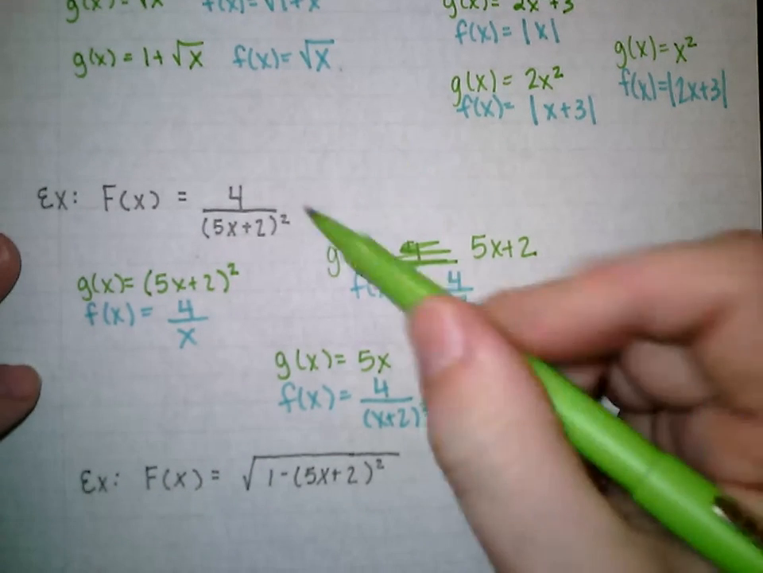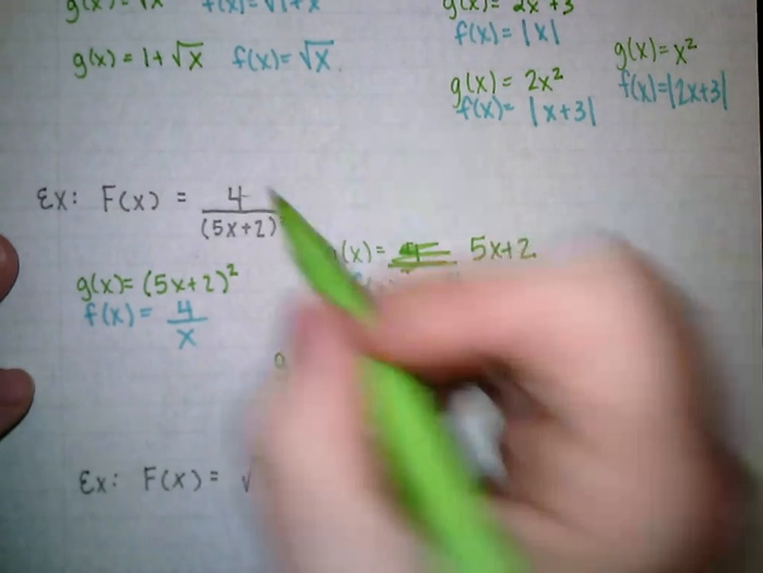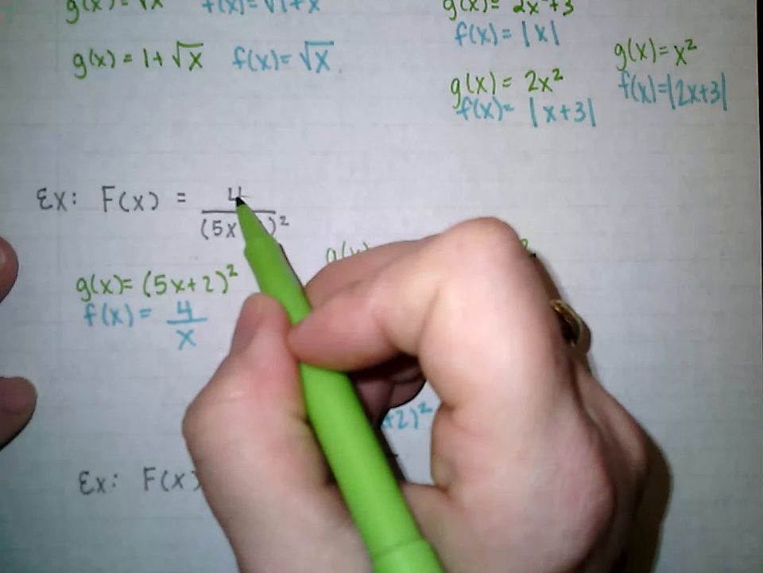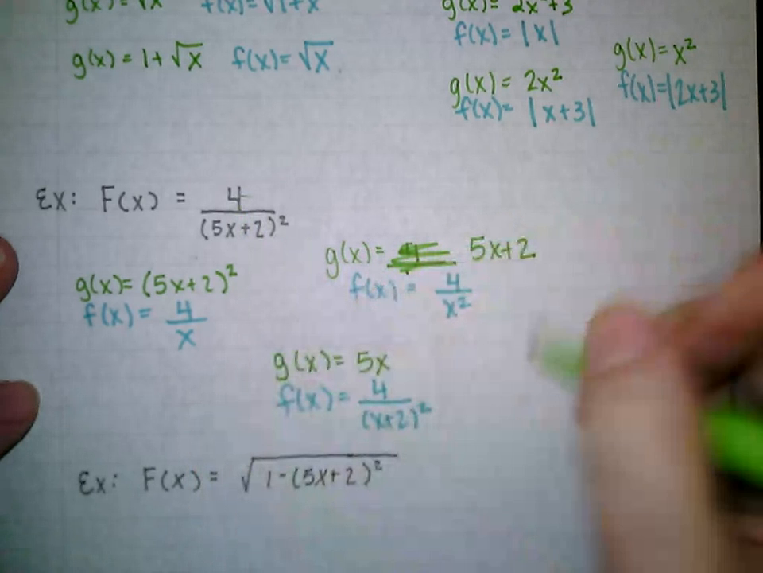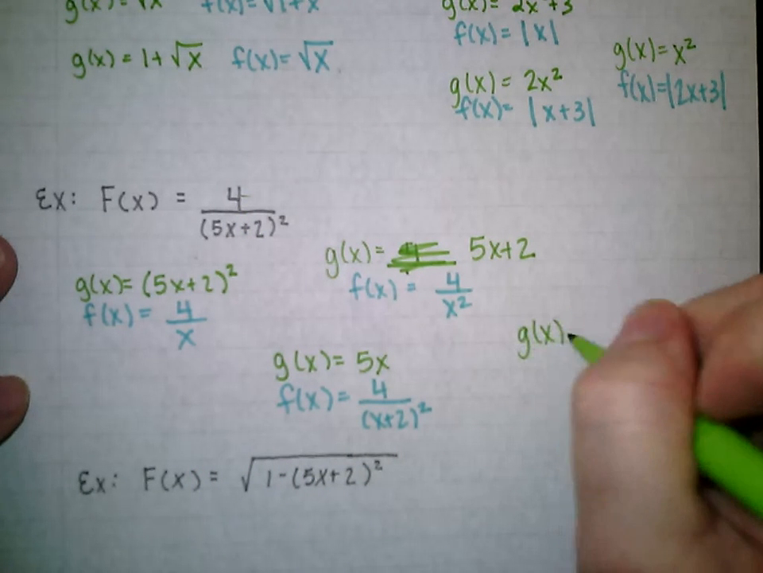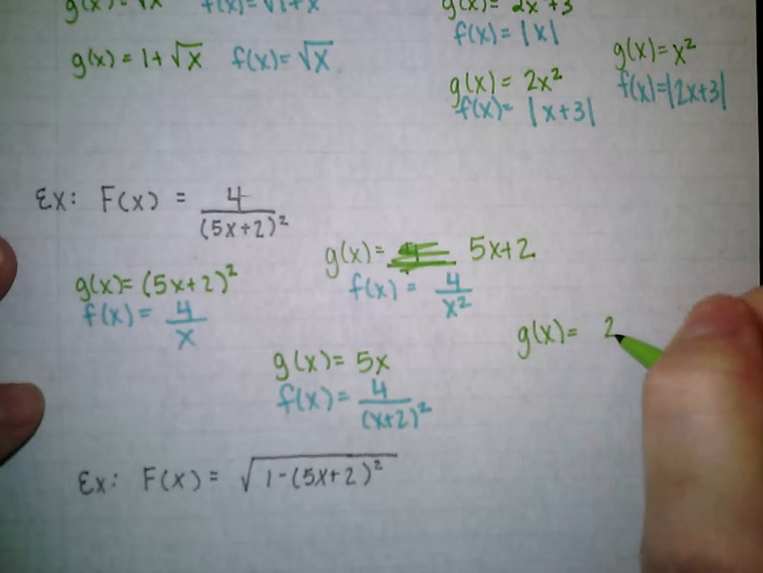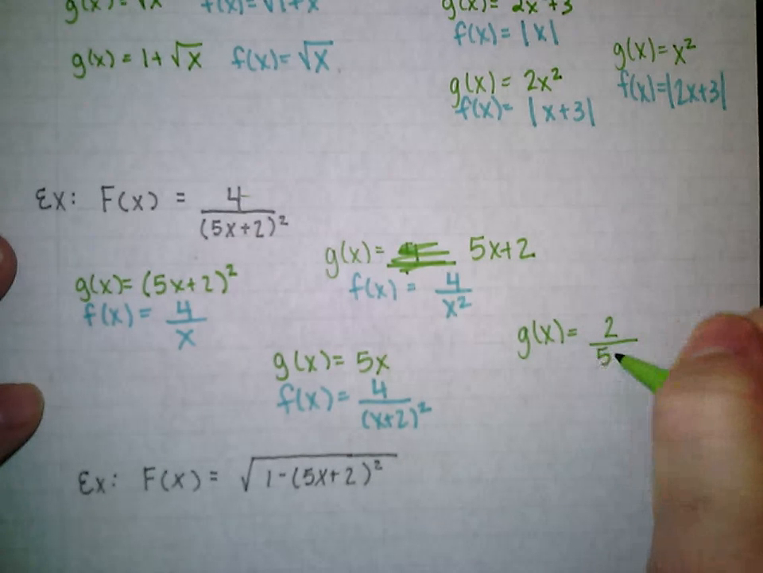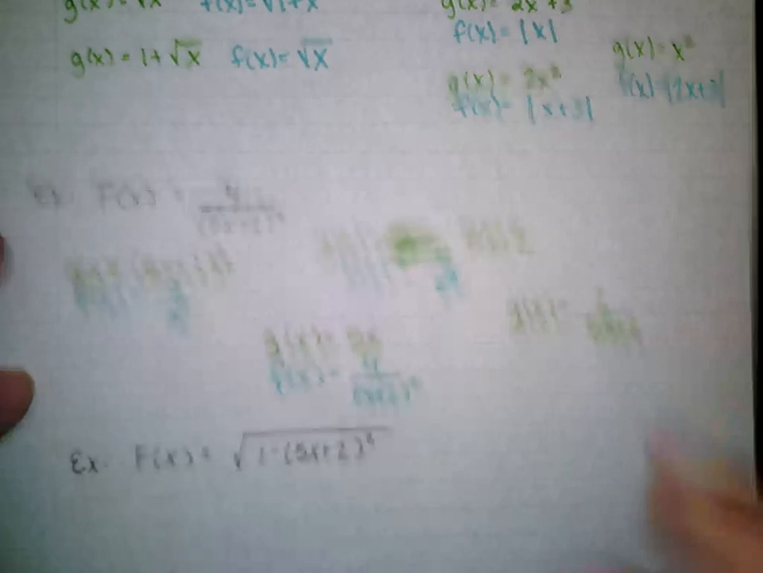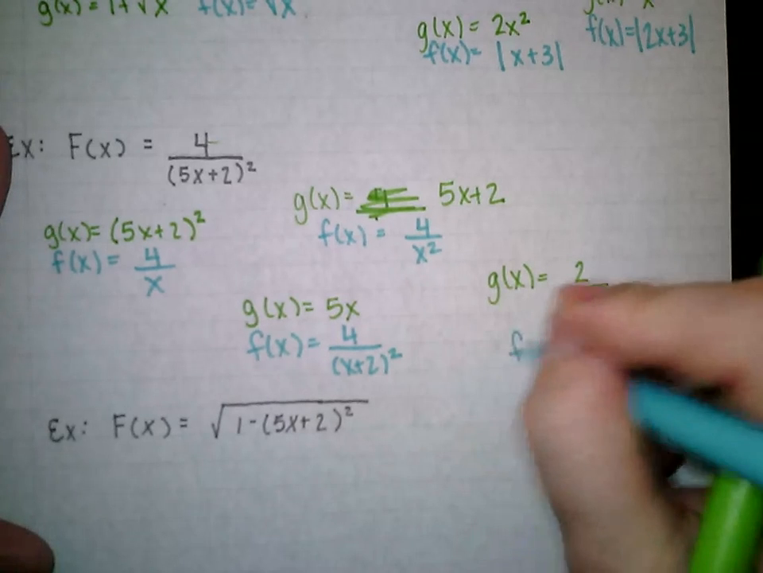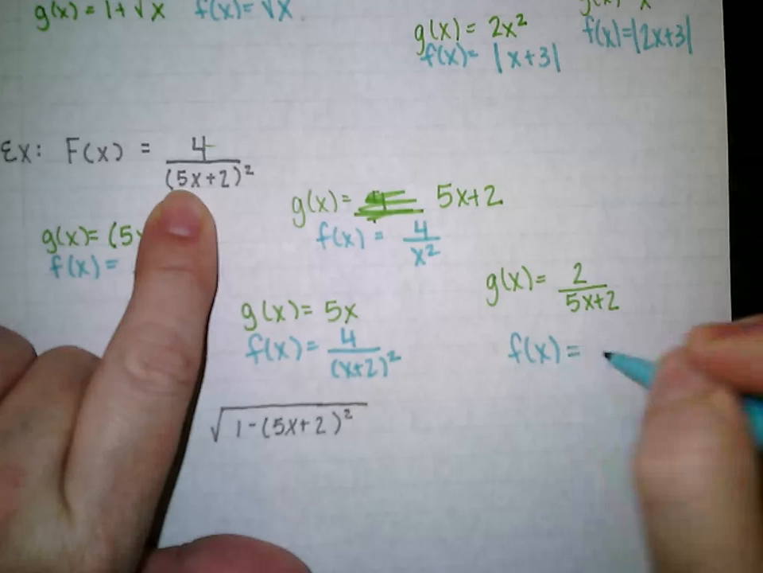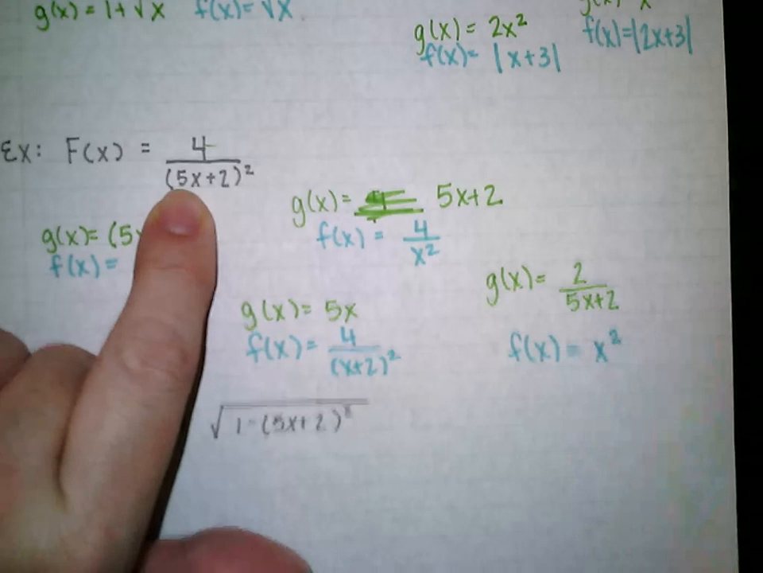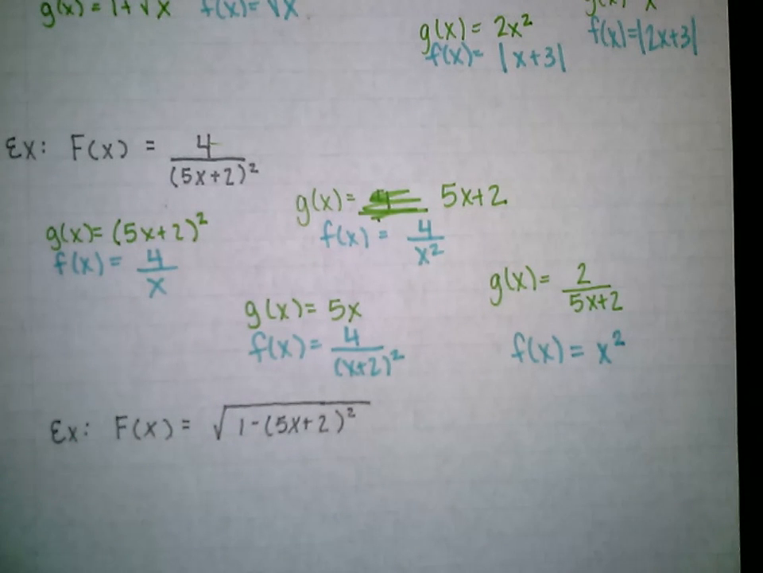And then a little trickier one, I noticed that 4 is 2 squared, and I also have 5x plus 2 squared. So this one's kind of sneaky, but if I made my input function 2 over 5x plus 2, then to get back to 4 over 5x plus 2 squared, I could just make f of x x squared. That one's kind of a complex one.